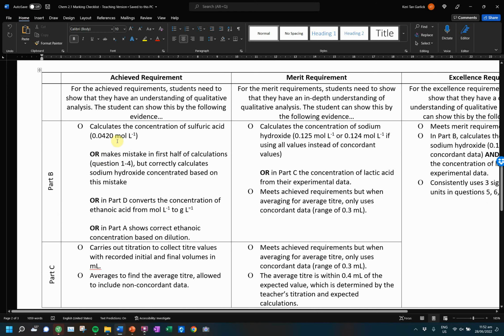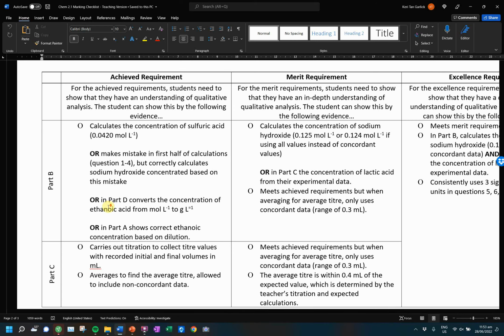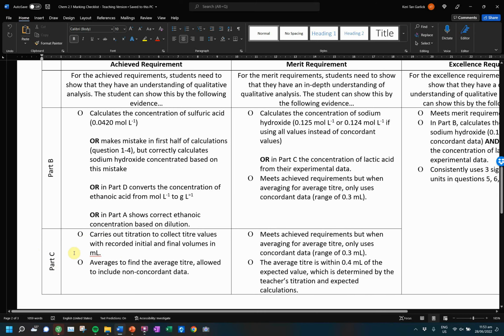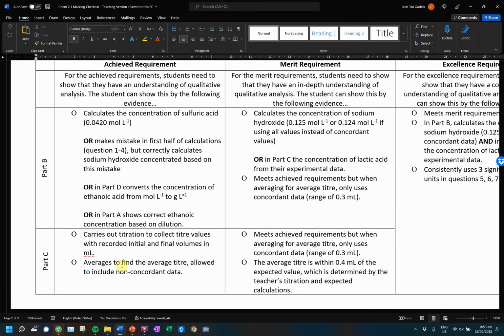But the good news is for the Achieved, there's lots of different ways that you can show me enough evidence. You see how there's all these "or" options? It means that I just need to see that you can do one section of Part B. So you can make a mistake and you'll be okay. All right? Part C is not focused on the titrations, it's focused on the practical. We okay so far? All right.